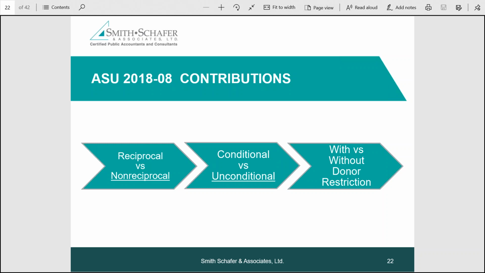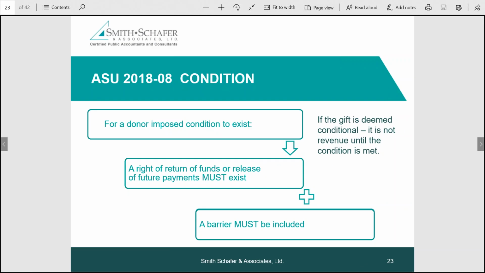So let's talk about a condition. For a condition to exist, two things have to be present. First, there has to be a right of return of funds or a release of future payments of those funds. The grant, the contribution, has to say something to the extent that if you don't fulfill this grant, we want our money back. Okay, so that has to be present. It doesn't have to say that explicitly, but it has to be in there in some way that the funds are due back to the donor.